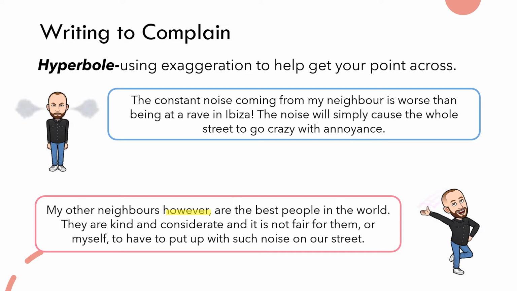We're using hyperbole the same way here, but we're using it in a much more positive way by saying they're the best people in the world. Clearly they're not going to be the best people in the world, right? You don't know everyone in the world, so it's very unlikely that they are. So we're over-exaggerating. We're saying these people are absolutely fantastic, and that helps show the contrast between the really annoying and horrible neighbours who are keeping the whole street up at night.